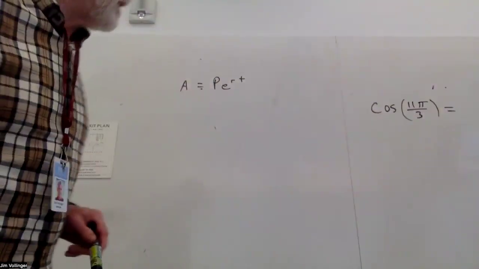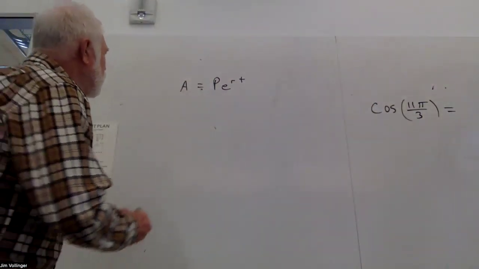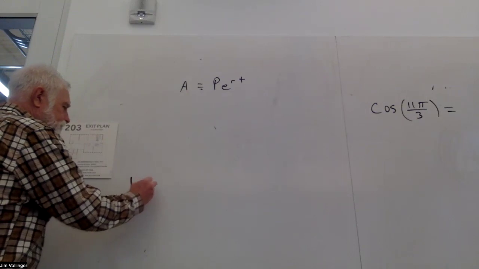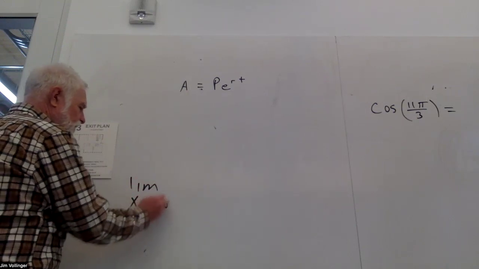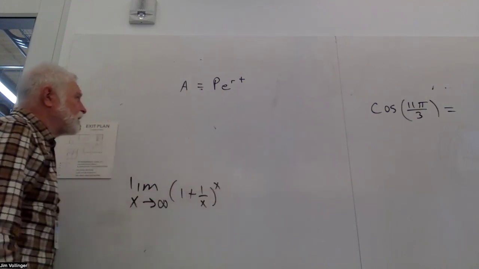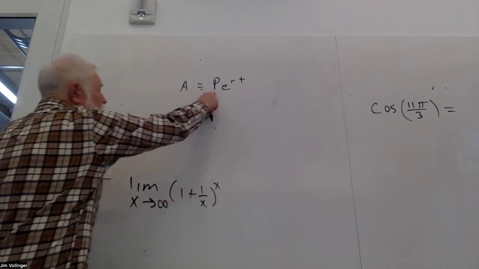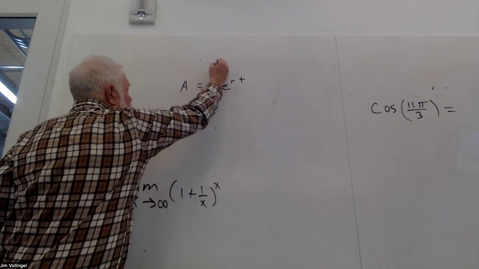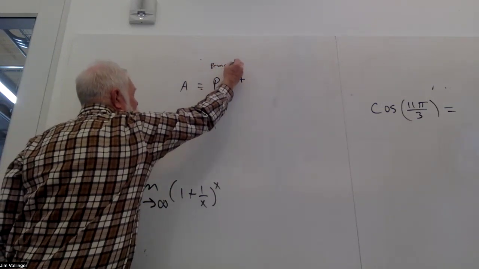All right, what's next? Compound interest. Oh, yes. The limit as x goes to infinity, 1 plus 1 over x to the x. Yes, I don't know why I'm doing that. Don't worry about it. This is called the principal, not the principal of a school. No.